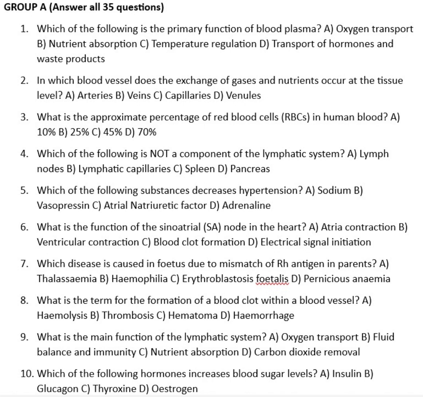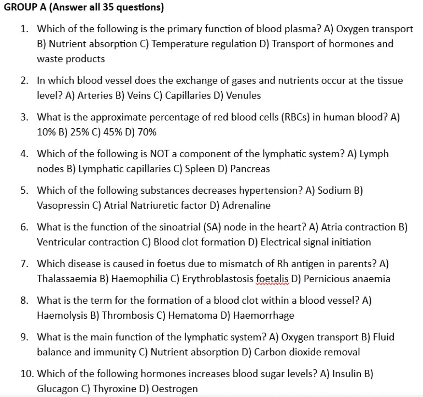7. Which disease is caused in fetus due to mismatch of Rh antigen in parents? A. Thalassemia. B. Hemophilia. C. Erythroblastosis foetalis. D. Pernicious anemia. 8. What is the term for the formation of a blood clot within a blood vessel? A. Hemolysis. B. Thrombosis. C. Hematoma. D. Hemorrhage. 9. What is the main function of the lymphatic system? A. Oxygen transport. B. Fluid balance and immunity. C. Nutrient absorption. D. Carbon dioxide removal.